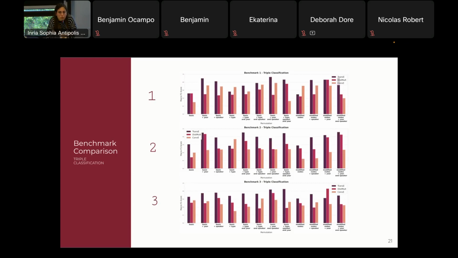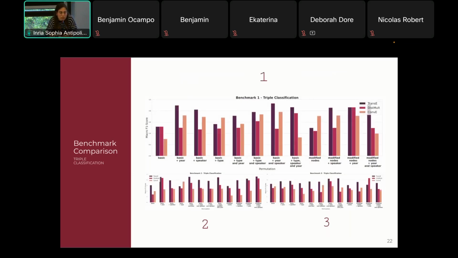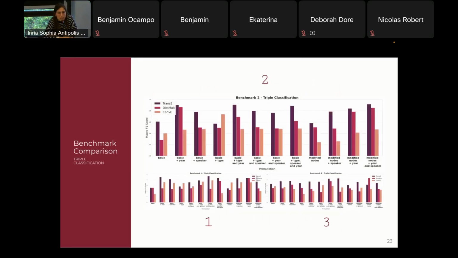We collected numerous results, but the time won't allow me to show you all, so I want you to focus on this triple classification task. So in general, let's look at the first benchmark. The performance of all models increased when adding additional information. So this is good for us, but we wanted to focus, as I said before, only on certain kinds of triples.